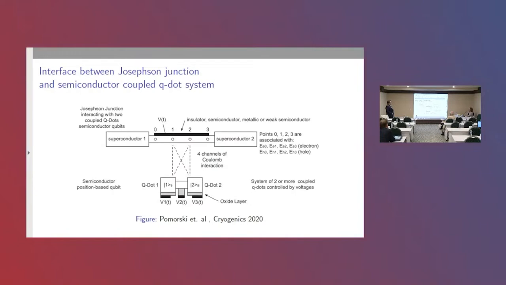But then there is a question of how to create an interface. The essential problem is that semiconductor electronics is driven by electric field as a controlling parameter, and superconducting electronics uses vector potential. And as is well known, it's quite easy to kill superconductivity by applying some voltage that is above the size of the superconducting gap. So the idea is that we are using a Josephson junction, like superconductor, non-superconductor, superconductor. And we interface this Josephson junction with a two or more coupled quantum dot system that is controlled by external voltage electrodes.